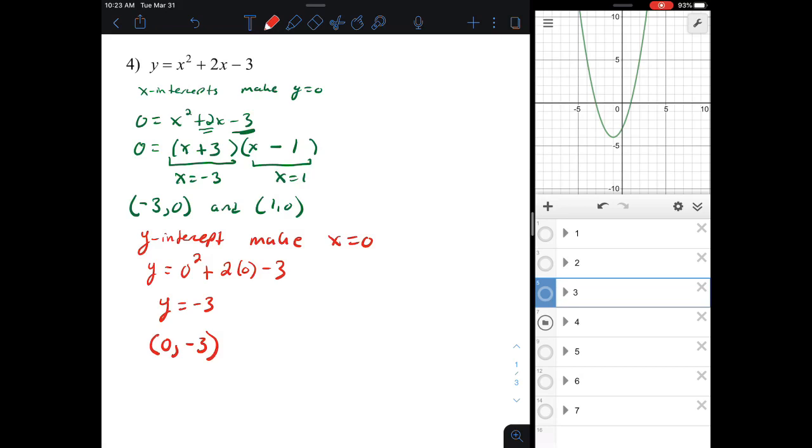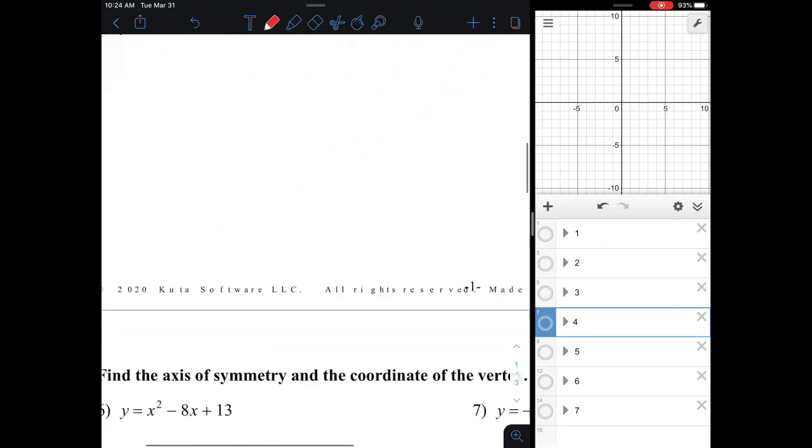and let's confirm that by looking at its graph. And so I pull up the graph here on the right-hand side of number 4, and I'm going to click on the intercept. So we have an x-intercept at negative 3, 0, an x-intercept at 1, 0, and a y-intercept at 0, negative 3. All right, let's go on to number 5.